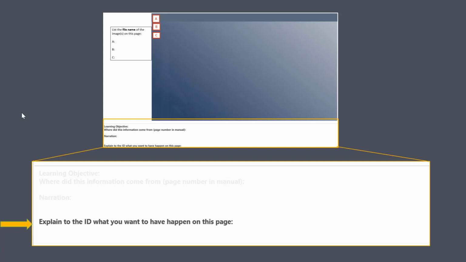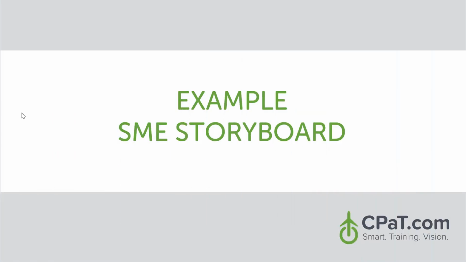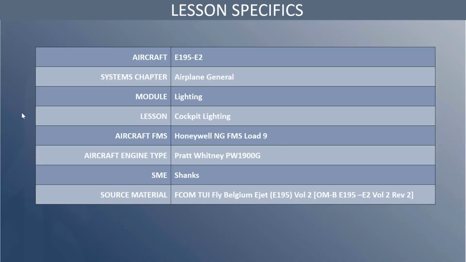If you don't have any instructions, that's okay too, because your instructional designer will be able to come up with something to make your page pretty snazzy. So at this point, it might be helpful to look at how it all comes together by looking at a few pages from an example SME storyboard. This is the lesson specifics page from one of our storyboards. Notice that the SME has completed all of the fields.